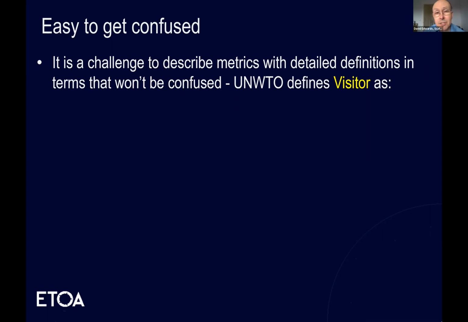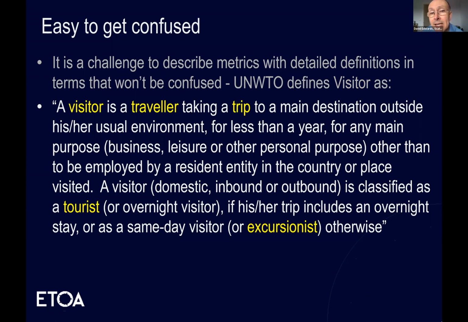So it is a challenge to describe metrics with detailed definitions without getting really confused. For example, UNWTO defines visitor as, get ready, a visitor is a traveller taking a trip to a main destination outside his/her usual environment for less than a year for any main reason (business, leisure, or other personal purpose), other than to be employed by a resident entity in the country or place visited. A visitor, domestic, inbound, or outbound, is classified as tourist or overnight visitor if his/her trip includes an overnight stay, or as a same-day visitor or excursionist otherwise.